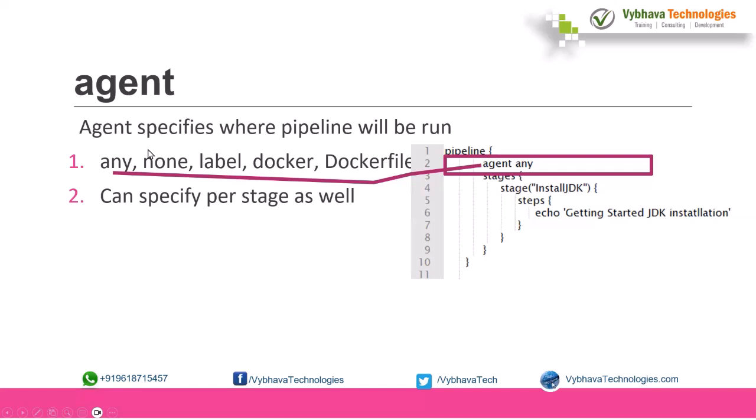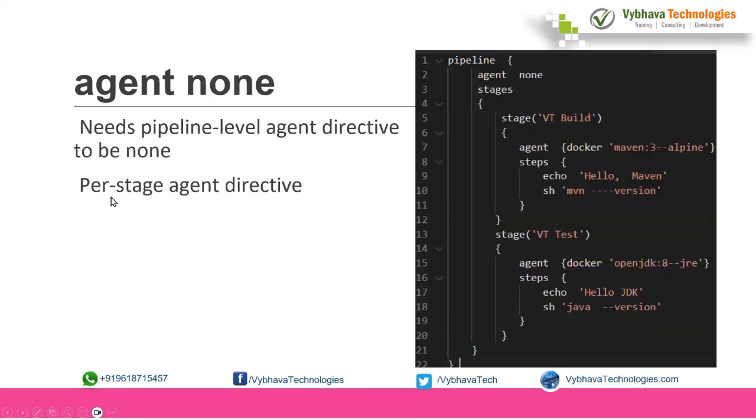You can specify the agent per stage also, in a pipeline. In this stage, you can use this one. In this stage, you can use any. In this stage, you can use Docker. Like that also, you can change. Okay, so agent none, what is the situation? Where to use the none option?